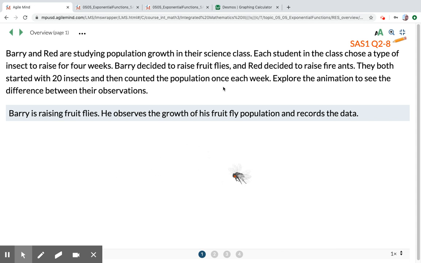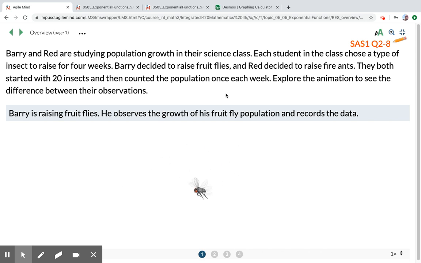So Barry and Red are studying population growth in their science class, and each student in the class got to choose a type of insect to raise for 4 weeks. So Barry went with fruit flies, and Red decided to raise fire ants. I'm a little worried about Red and what he might do with those. They both started with 20 insects, so I hope you're making notes here.